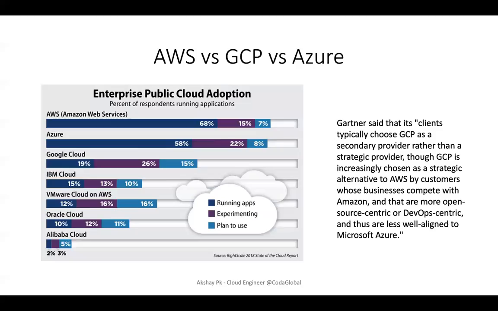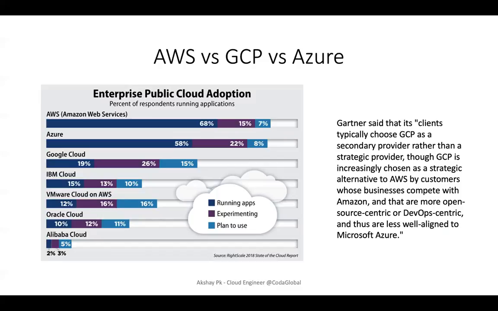Right? So when you do a comparison between AWS, GCP, and Azure, you can see over here that 68% of production applications are running on AWS, you have 58% of applications running on Azure, and then you have 19% of applications running on Google Cloud Platform. So this is from 2018, this particular screenshot. So you can go ahead and search on Google as to what's the current percentage of applications that's running on these platforms, right?